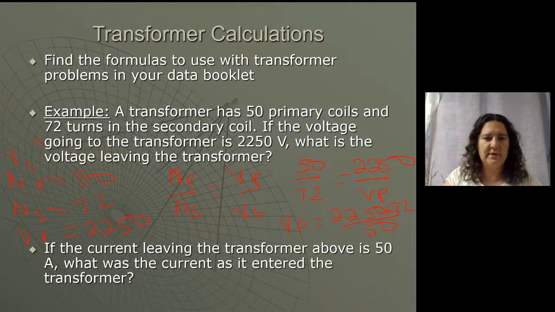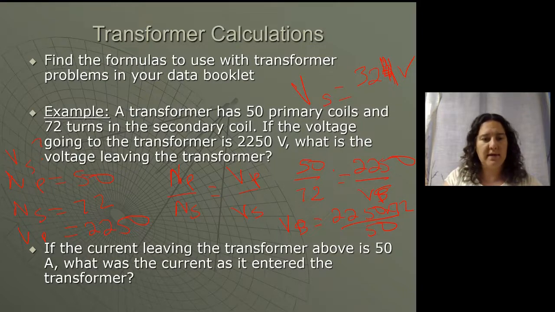So our secondary voltage comes out at 324 volts. We can see how much it has stepped down from that 2,250 to be 324 volts.